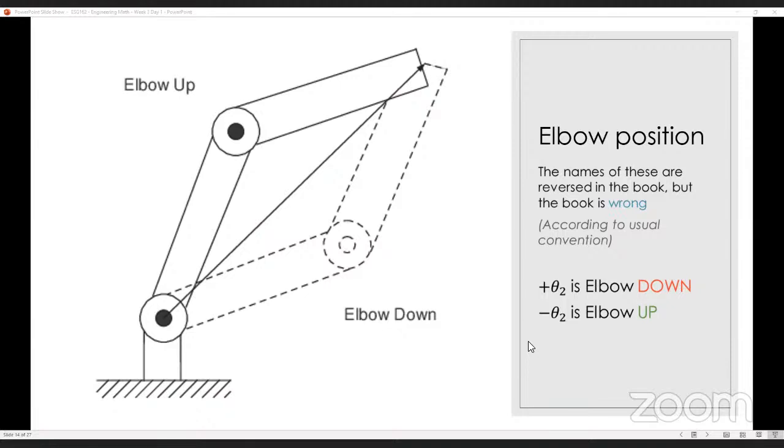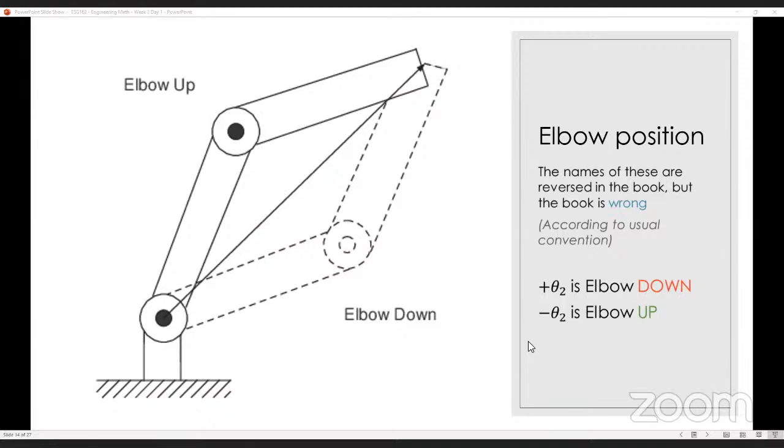So the book uses the wrong convention based on what is typically used in practice. Elbow up is a negative θ2 and a positive θ2 is elbow down. Okay, so you're like, that's weird. I don't understand. And that's fine. So what I want you to remember is this picture. Elbow up means that the elbow is going to be up. Elbow down means that the elbow is going to be down. That's the right way to think about it because it's descriptive of what is happening.